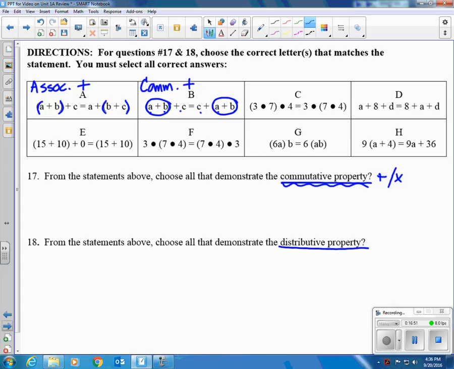For C, again, I have parentheses, but let me see what's happening. I have 3, 7, 4.